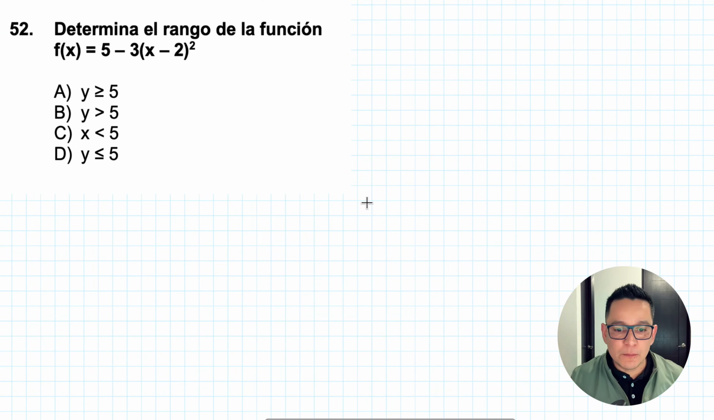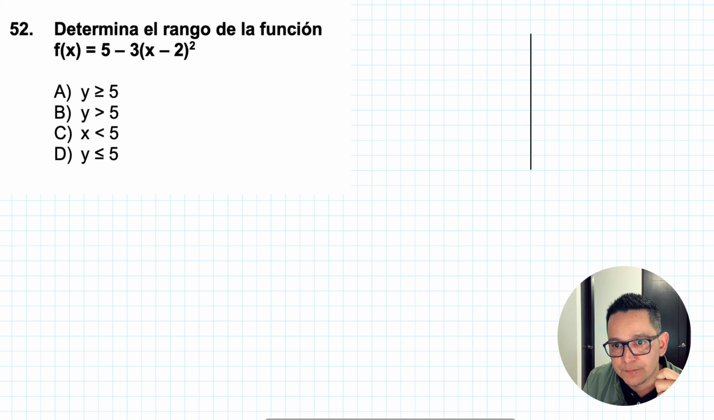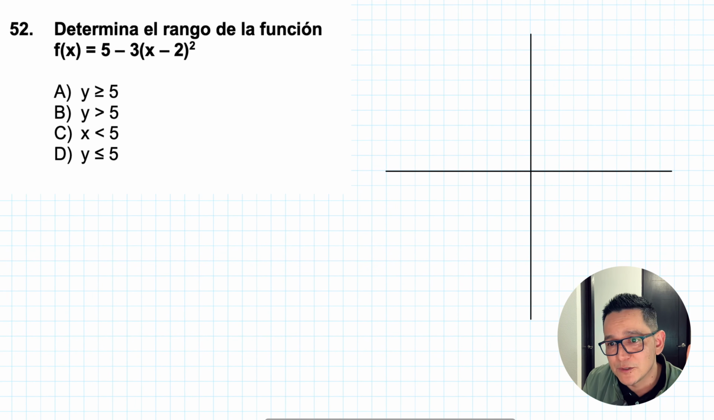This one will take a bit longer, but don't get impatient, because I'm going to say several things that I think are absolutely necessary for you to keep in mind. It says, determine the range of the function f of x equals 5 minus 3 times the quantity x minus 2 squared. Let's see. I'm going to start by making a small sketch of the graph. I'll draw the Cartesian plane first, and then I'll make a sketch of the graph.